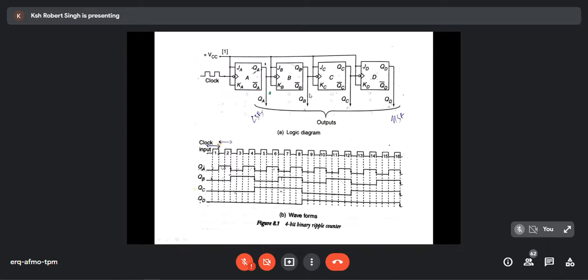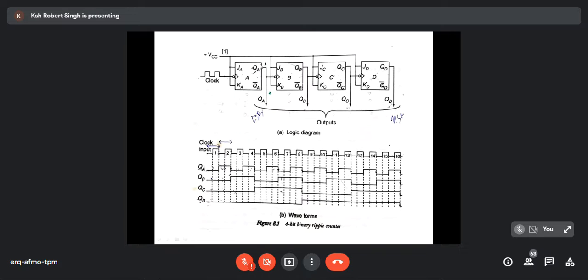If I have 4 flip-flops, and I know every flip-flop can store either 1 or 0, then I can consider it as a 4-bit counter. It can have 4 bits, every flip-flop can have 1 bit. So it is a 4-bit counter. It is written 4-bit binary ripple counter. It is called a ripple counter because the output of one flip-flop is given as a clock to another flip-flop, so it looks like a ripple.